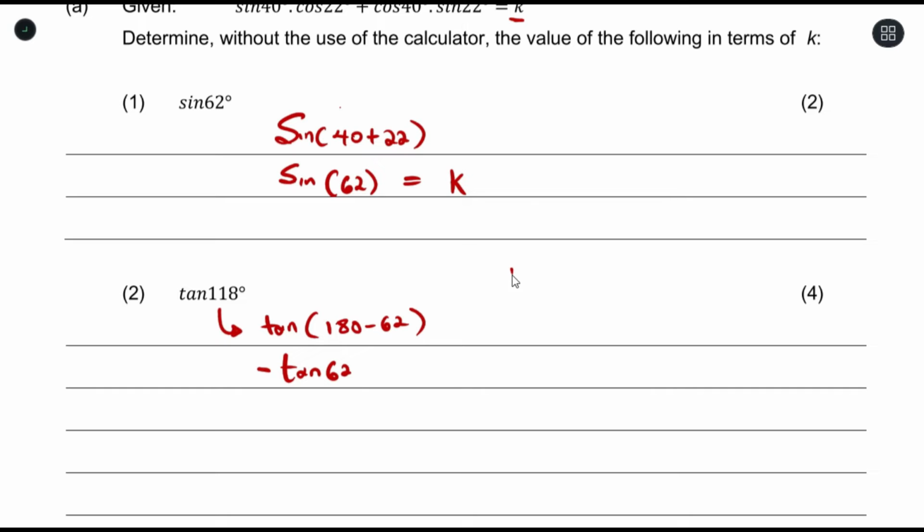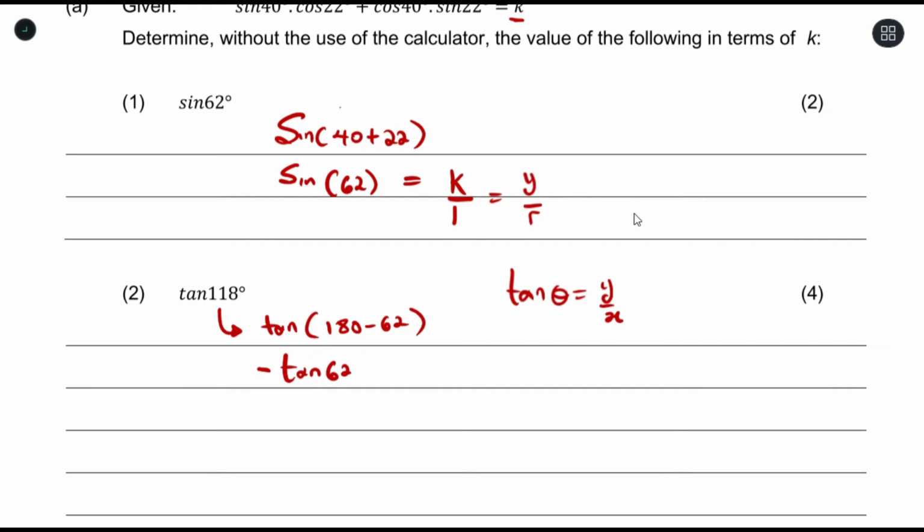From trig ratios, tan theta is y over x. Now if we want to figure out what tan 62 is, we could also figure out y over x. But the problem is we have y, but we do not have x. How we do have y is this: sine 62 is the same thing as k, which can also be written as k over 1, which makes y k and r 1. So we need to figure out what x is.